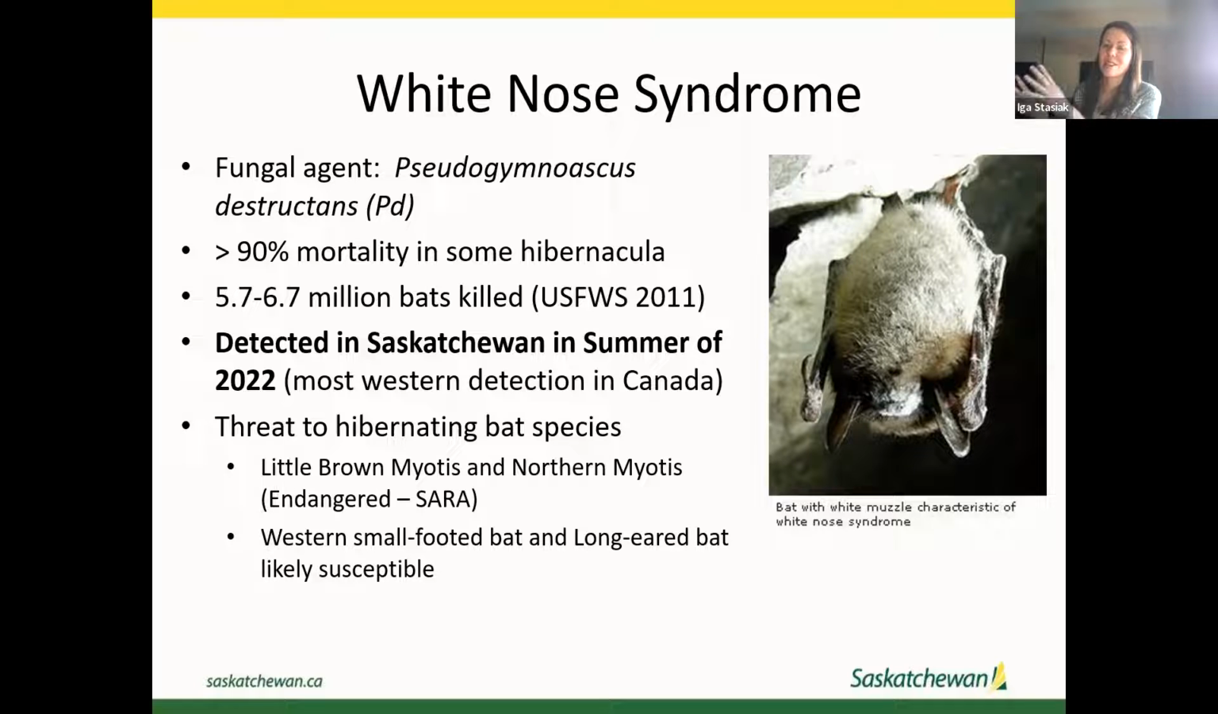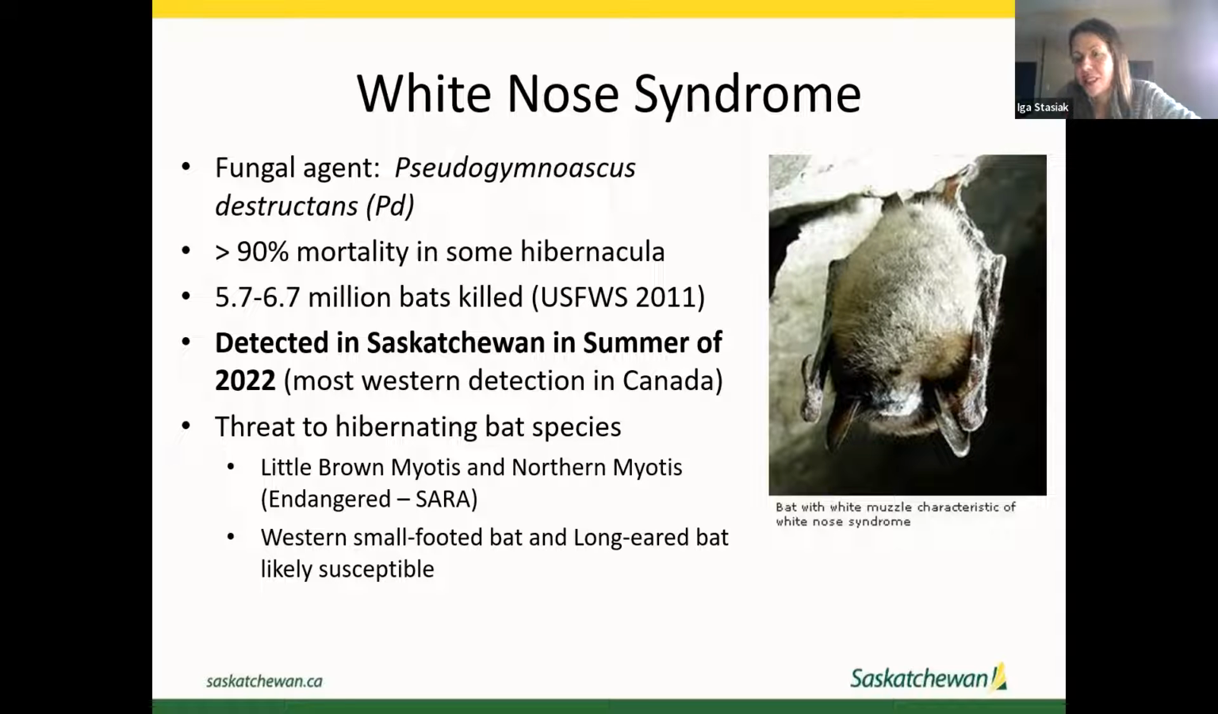Since that time, 2006, it's continued to spread westward across North America at a fairly steady rate. A few years ago, we had it in Ontario, a couple of years ago in Manitoba, and most recently it was detected in Saskatchewan last summer for the first time. We had a bat that was found weak and lethargic in Grasslands National Park in southern Saskatchewan, and that bat was confirmed to have died of white nose syndrome.